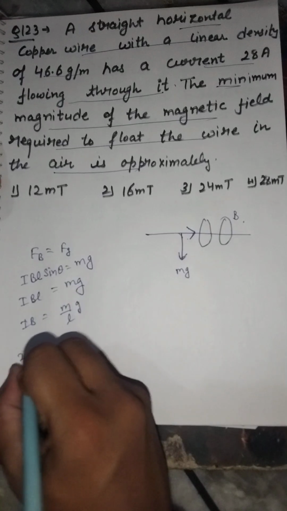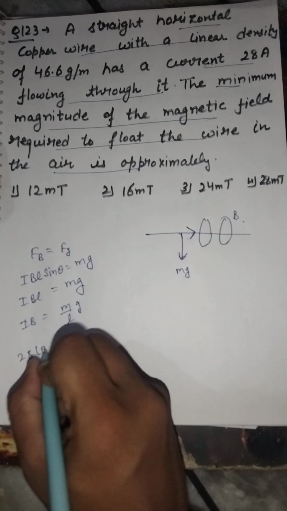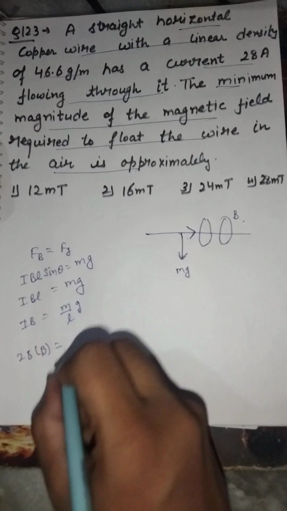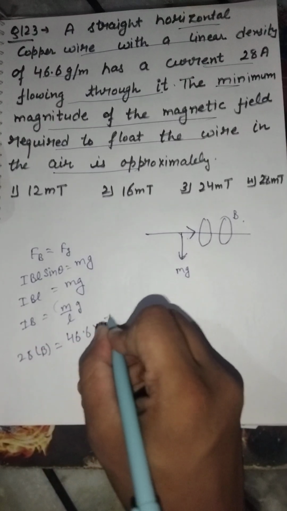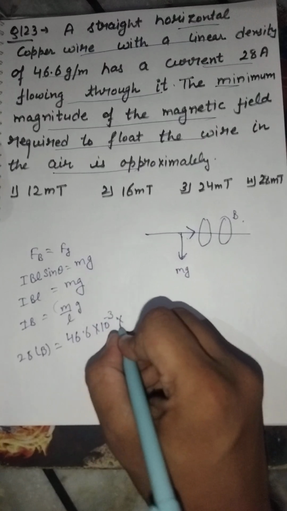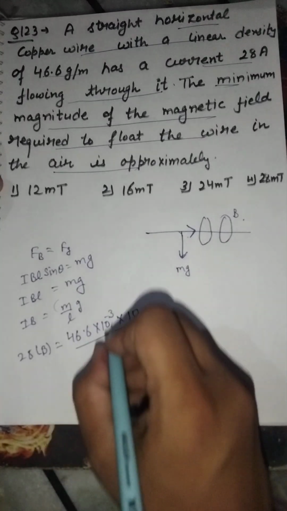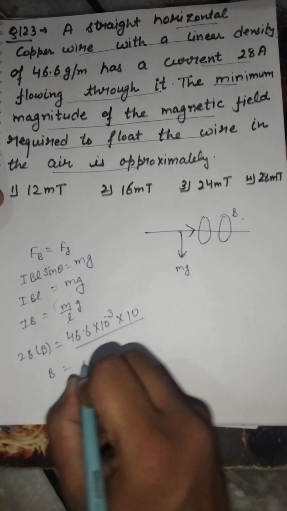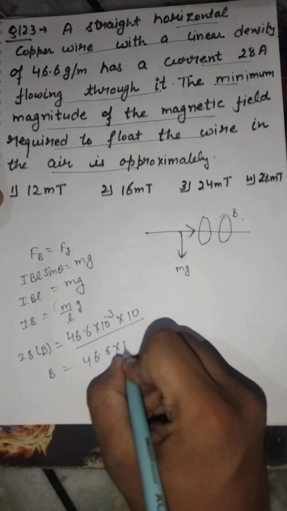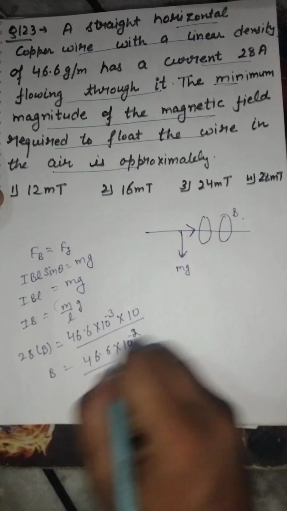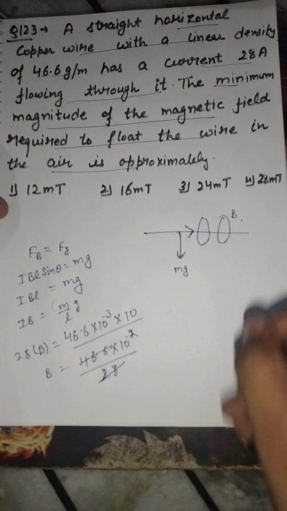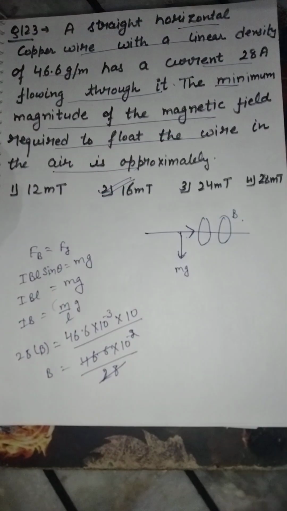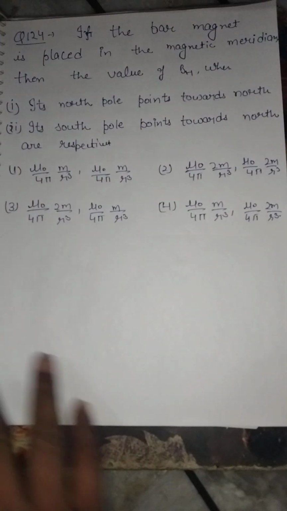I, the current, has value 28. B, the magnetic field, we want to find, and m by L is 46.6 into 10 raised to the power minus 3. g has value 10. So B is equal to 46.6 into 10 raised to the power minus 2 divided by 28. After the calculation, we get the answer approximately equal to 16 millitesla.